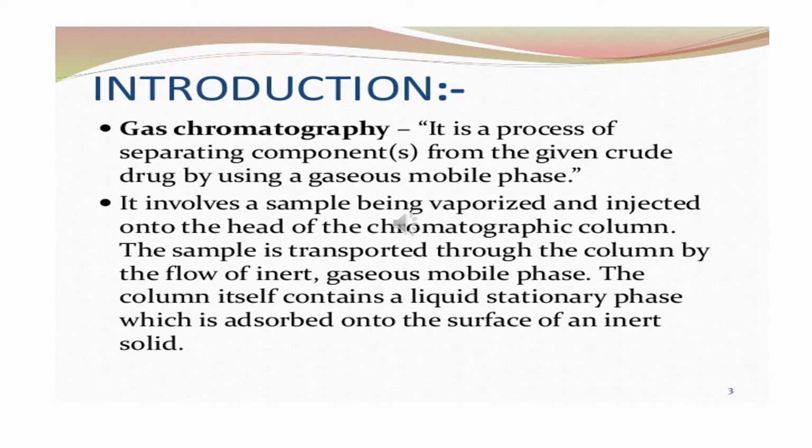Introduction. Gas chromatography is a process of separating components from the given crude drug by using a gaseous mobile phase. So it involves a sample being vaporized and injected into the head of the chromatographic column. The sample is transported through the column by the flow of inert gaseous mobile phase. The column itself contains a liquid stationary phase which is adsorbed on the surface of an inert solid.